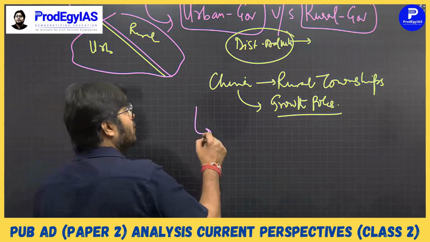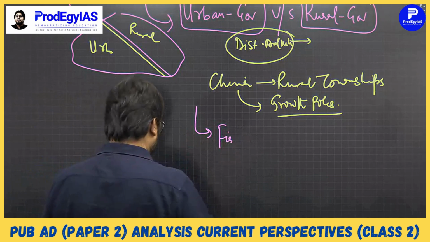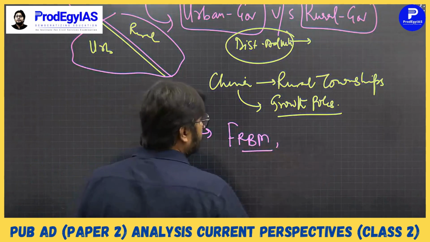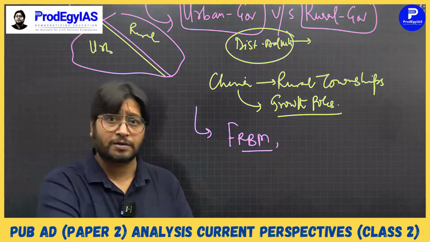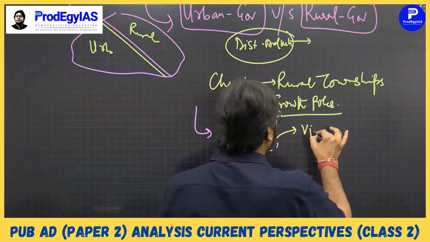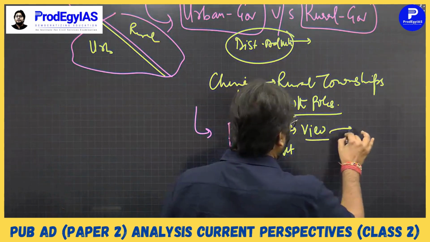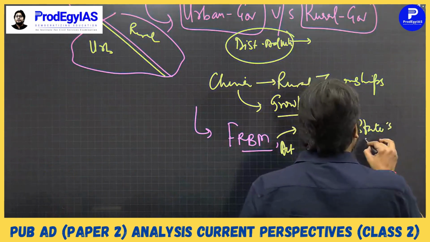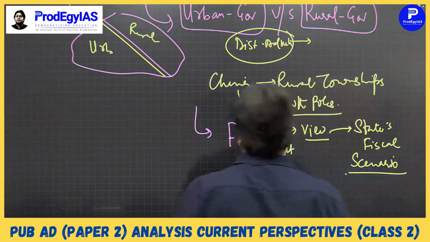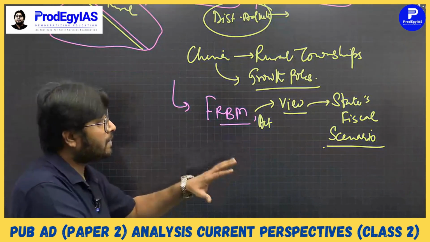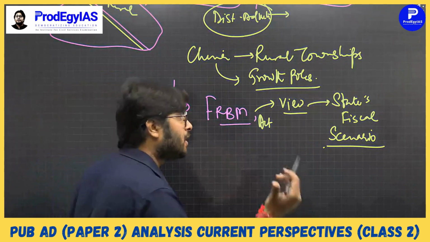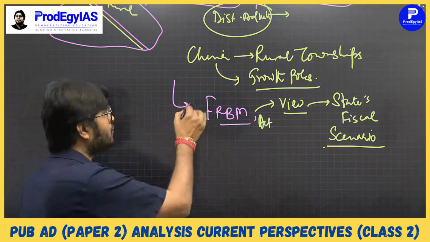Then usual questions, like many times this has been asked, FRBM. How to improve the center-state financial relations. Do you think FRBM is an unnecessary control? What is your view regarding the FRBM Act, and its impact on the state's fiscal scenario. Fine. So how the state's fiscal resources are being impacted with the implementation of FRBM, GST, and pandemics like COVID. Right? So you have to bring this perspective.